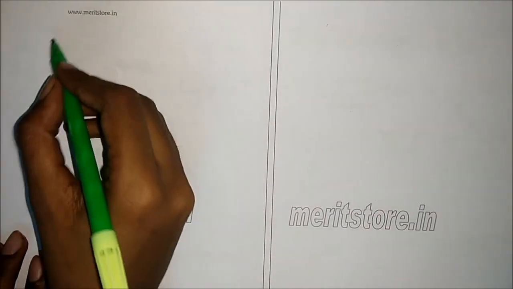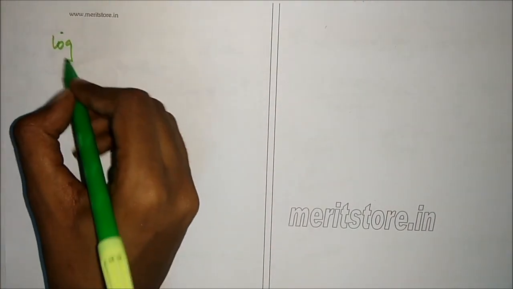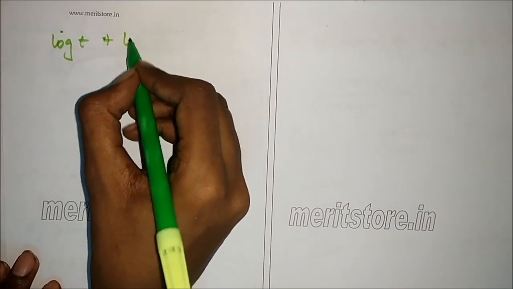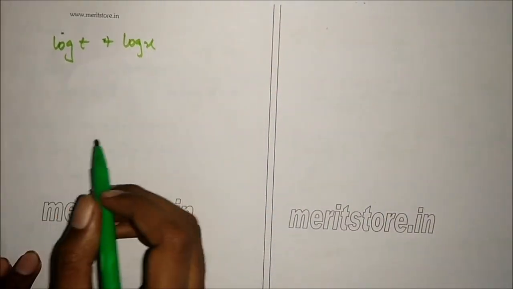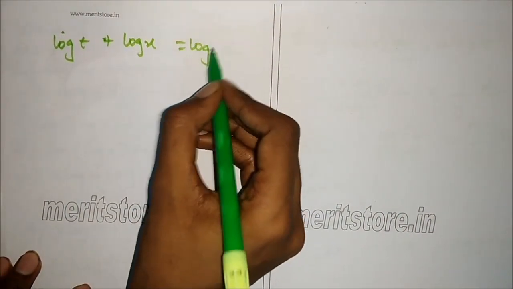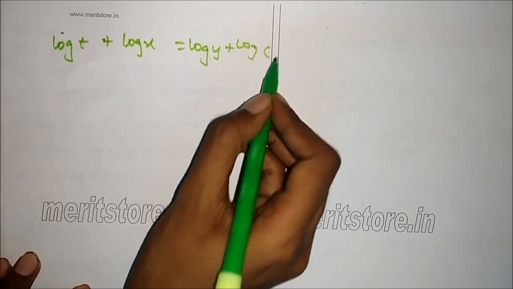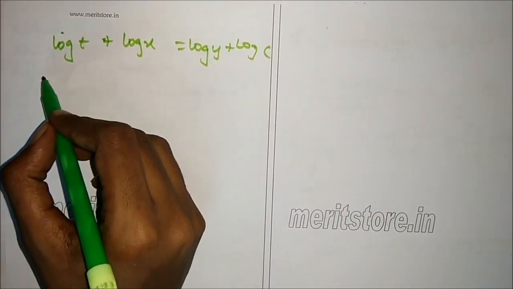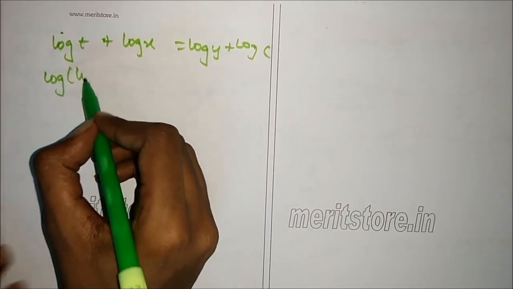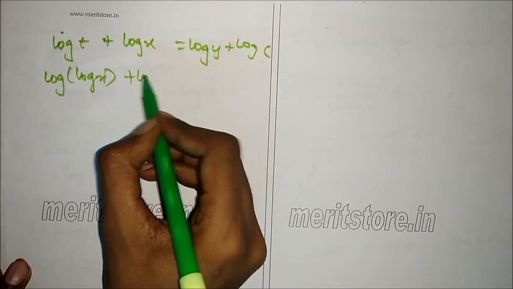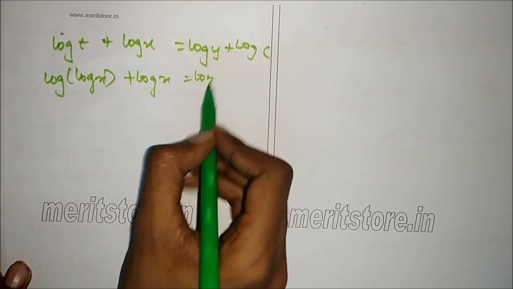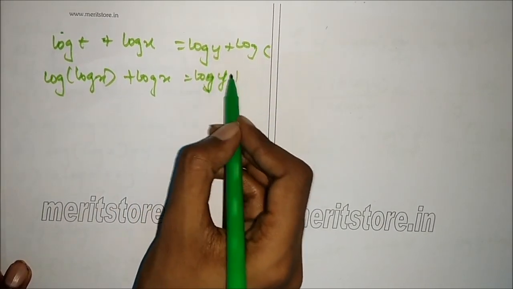Now integration of 1 by t is log t plus log x equals log y plus log c. Now t is equal to log x, so this will be log of log x plus log x equals log y plus log c.